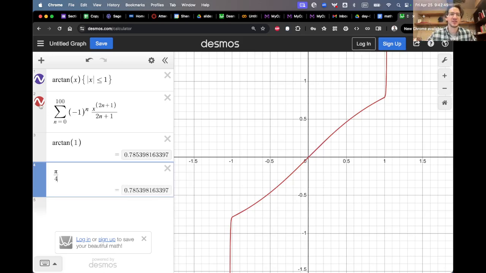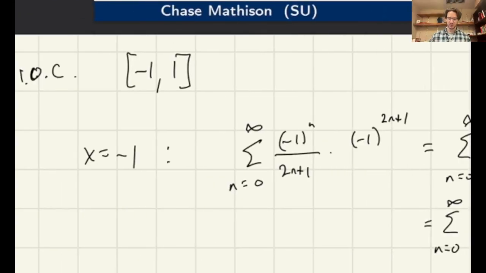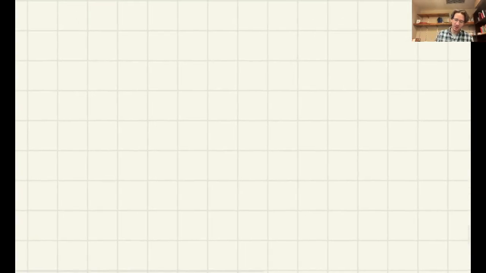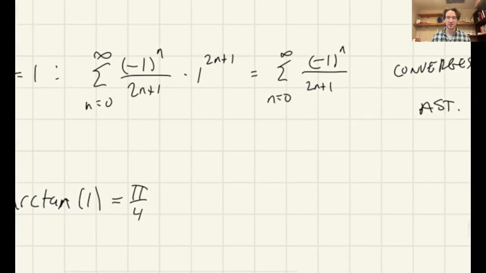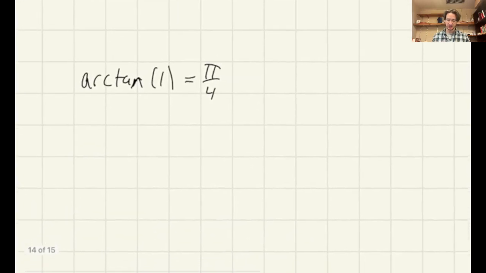And so this gives us a way to calculate pi over 4. If you've ever wondered how people actually calculate pi, do they just draw really precise circles and measure the circumference and the diameter and divide? No, that's not how we do it at all. We know that arctan of 1 is pi over 4, but the power series for arctangent of x converges at x equals 1. So I can also use the power series to evaluate this value here, right?